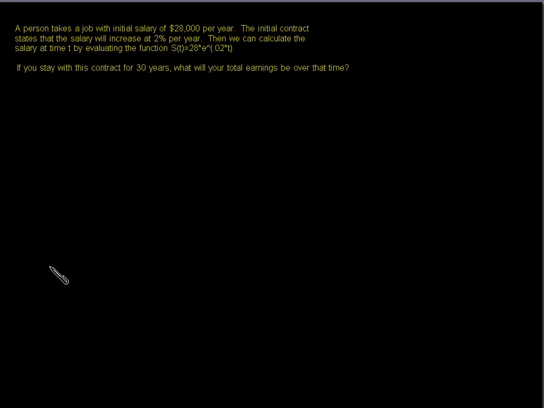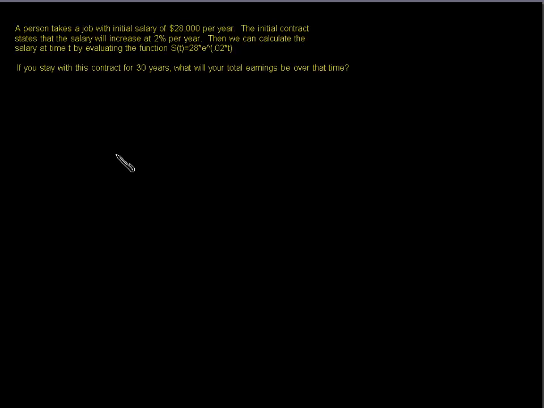We want to talk about the definite integral again, and this time we want to do it in a context. A person takes a job with initial salary of $28,000 per year. The contract states that there will be a 2% per year increase, and that would be 2% of what you made the previous year. Then we can calculate the salary by the formula given here. S of t is 28 times e raised to the power 0.02 times t, and the units would be in thousands of dollars.